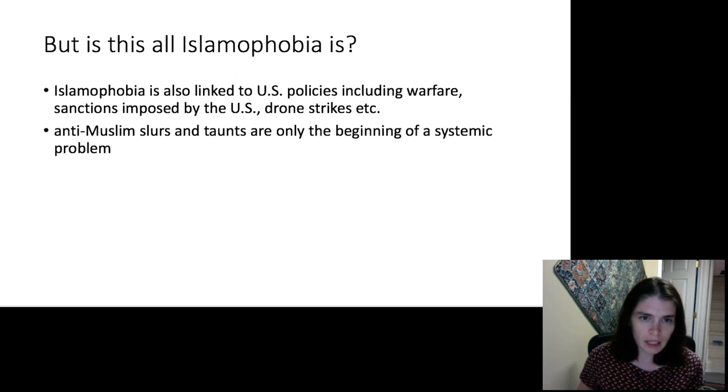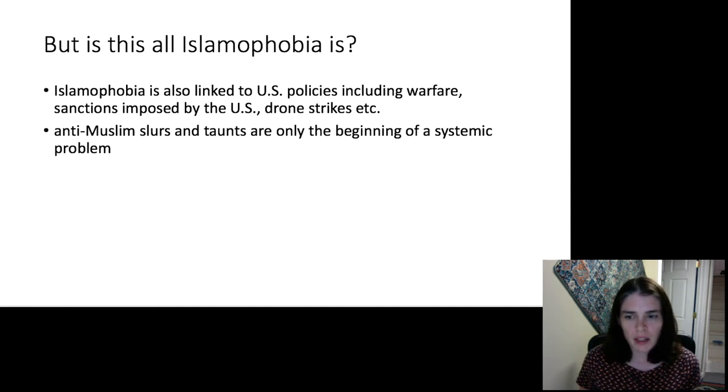And to talk about this, we have begun to explore the concept of Islamophobia, which is literally translated as fear of Islam, but is more like anti-Muslim sentiment or something along those lines.